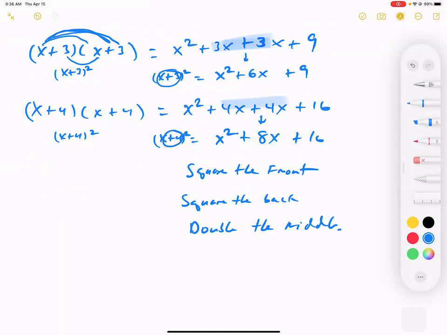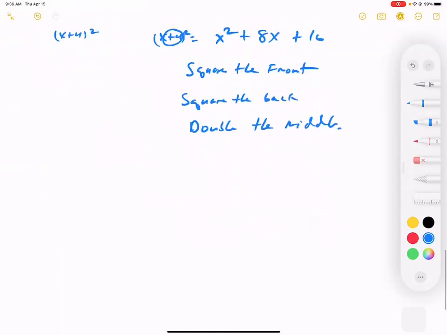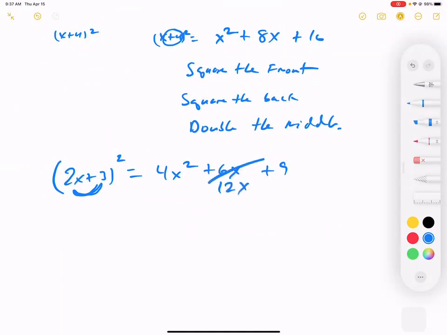Okay, doesn't seem too hard of an idea, right? Now, even if this was 2x plus 3, the rule still holds. We square the front. 2 times 2 is 4, x squared. 3 times 3 is 9, and we double the middle. What are we doubling? We'll just multiply 3 times 2. 3 times 2 is 6x. But we're doubling it, so that becomes a 12x. We always double that middle because the term is going to repeat twice.